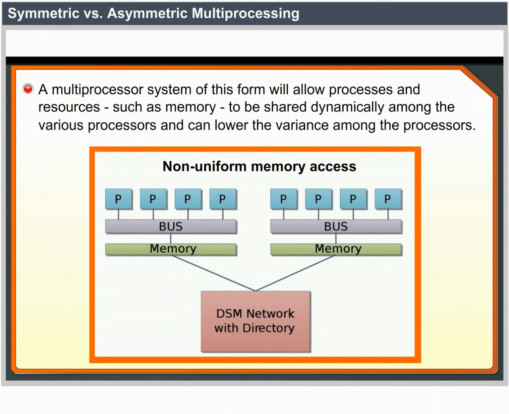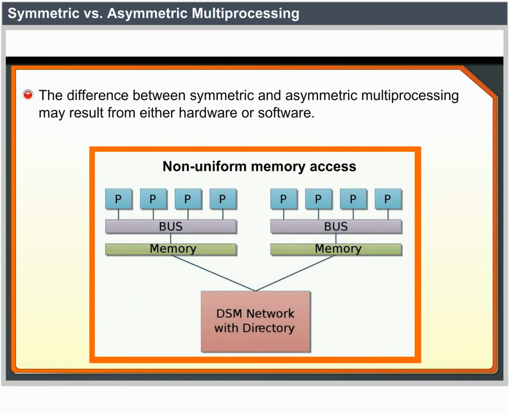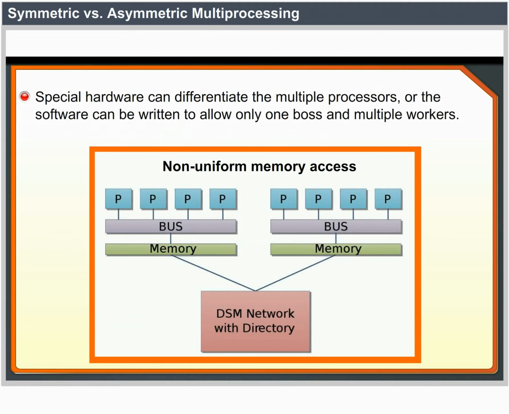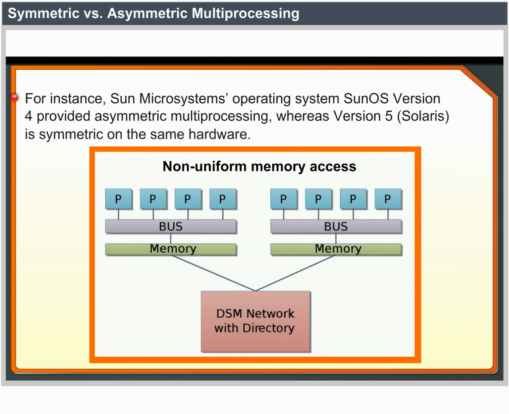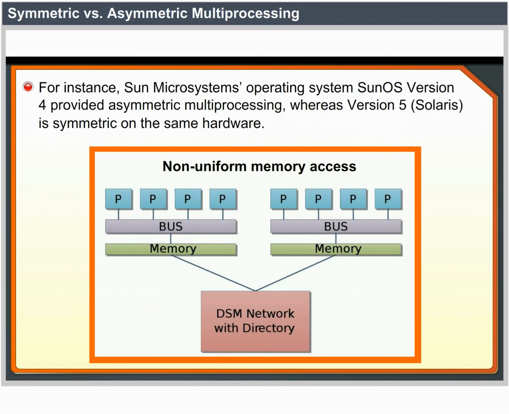The difference between symmetric and asymmetric multiprocessing may result from either hardware or software. Special hardware can differentiate the multiple processors, or the software can be written to allow only one boss and multiple workers. For instance, Sun Microsystems operating system Sun OS version 4 provided asymmetric multiprocessing, whereas version 5, Solaris, is symmetric on the same hardware. Multiprocessing adds CPUs to increase computing power.